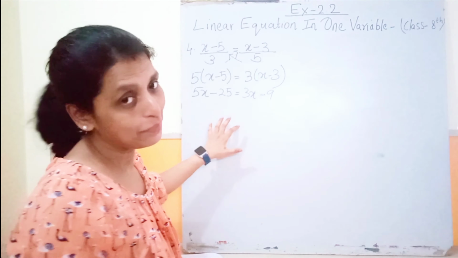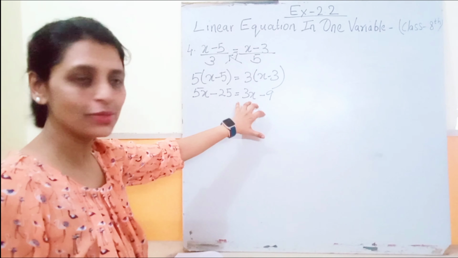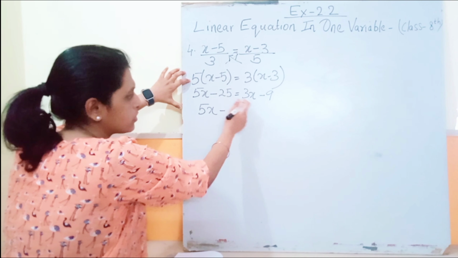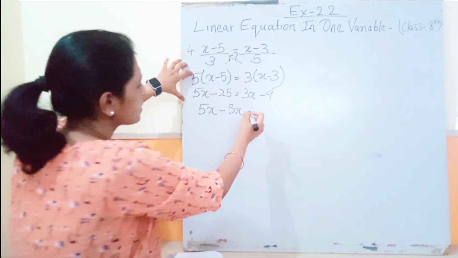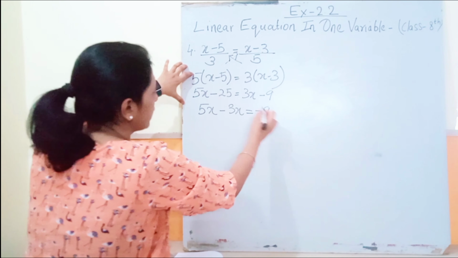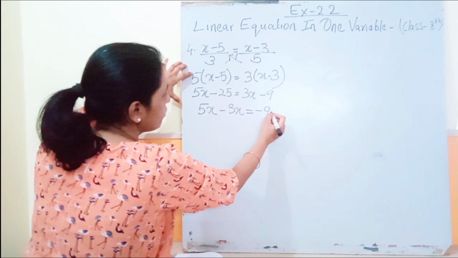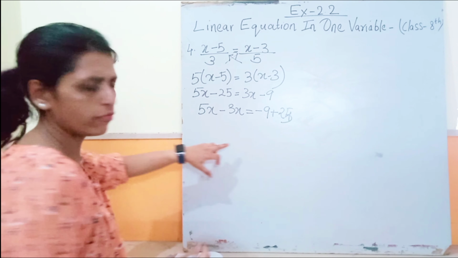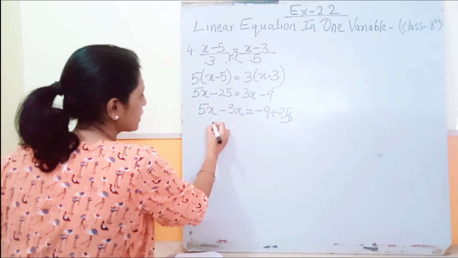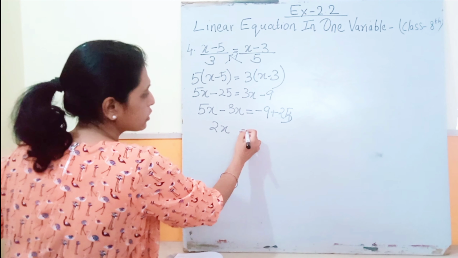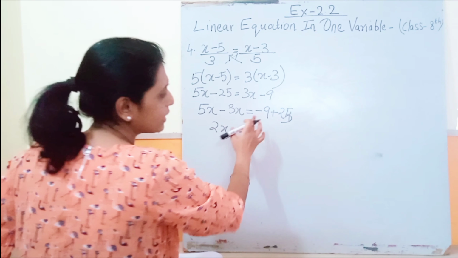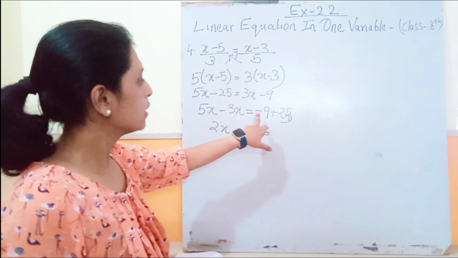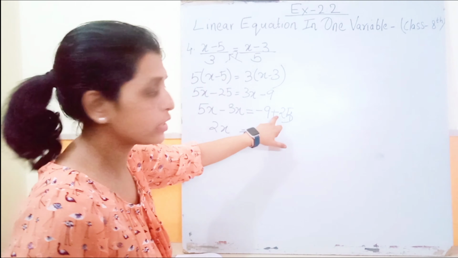So next step, you very well know that we have to bring the like terms to one side. So 5x and this minus 3x will become, is equal to minus 9 plus, this minus 25 will become plus 25. Now 5x minus 3x will be 2x is equal to, so 25 minus 9 is plus 16. Why plus 16? Because here the bigger number is 25 and it is positive.